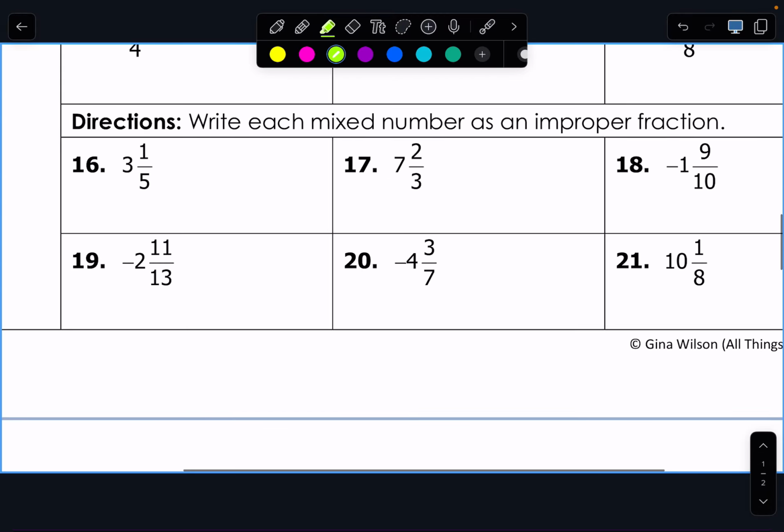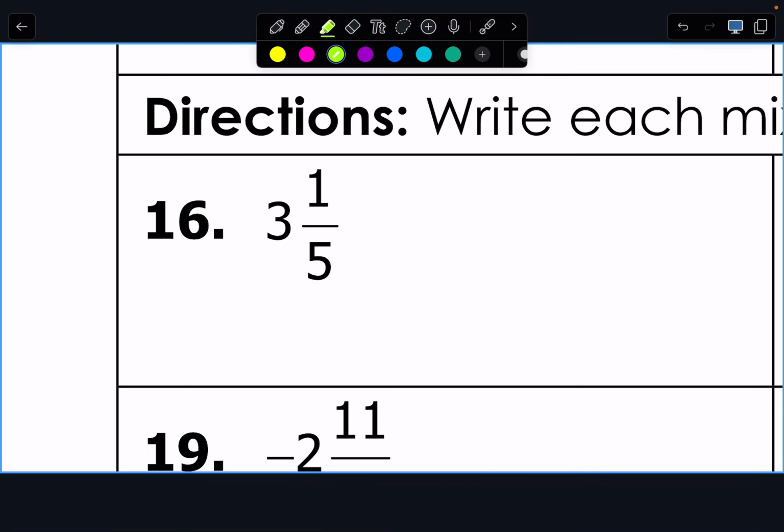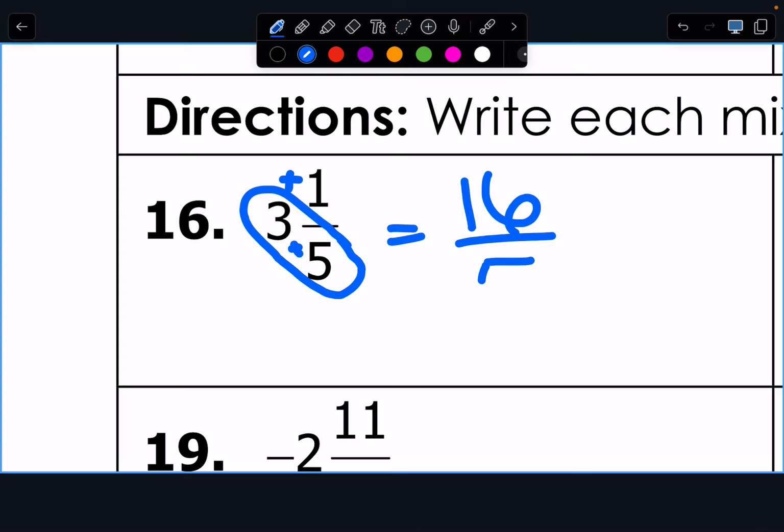Okay. Let's go down here. Let's try to go backwards. And I think this is the part that you guys probably like the best. What it says is we need to multiply then add. What numbers do we multiply together? 5 times 3. Okay, we are going to take the integer times the denominator, and then add the numerator. 15 plus 1 over 5. So this would be 16 fifths.